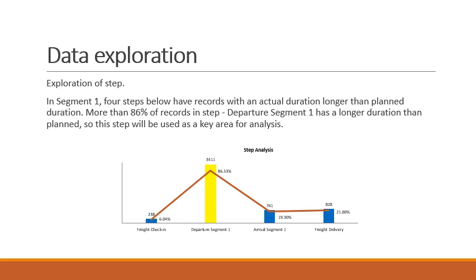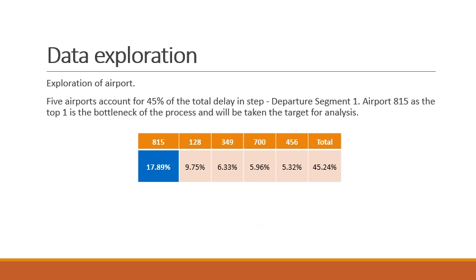But only 5 airports account for 45% of the total delay. And airport 815 is the top one with the highest delay rate, so we assume it is the bottleneck of the process, and will take the data of airport 815 as our target for analysis. Now we have identified our analysis area, which includes 572 records.